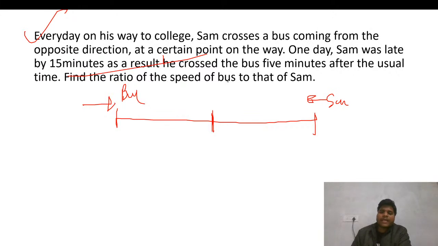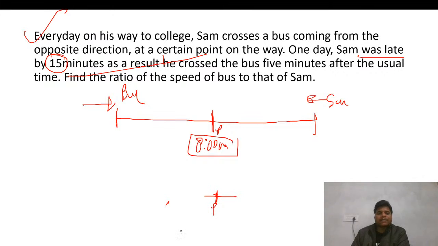Suppose at 8 a.m. daily, they meet at a particular point, that is P. Now let's read all the statements. One day Sam was late by 15 minutes. If Sam is regular and the bus is regular, both will meet every day at 8 a.m. If both are regular and speed is the same, they will meet at the same point every day at the same time.